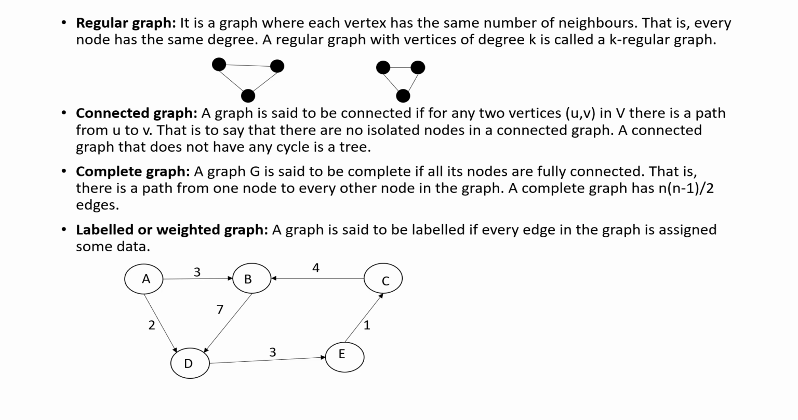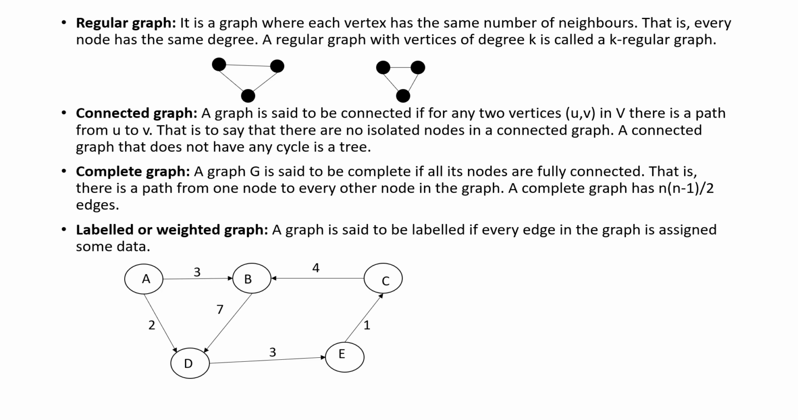Now we'll discuss the graphs. A regular graph. A regular graph is a graph where each vertex has the same number of neighbors. That is, every node has the same degree. In the example shown here, we can see that every node has two edges attached to it. Therefore, the degree of every node is 2. It's an example of a 2-regular graph because every node has a degree of 2.